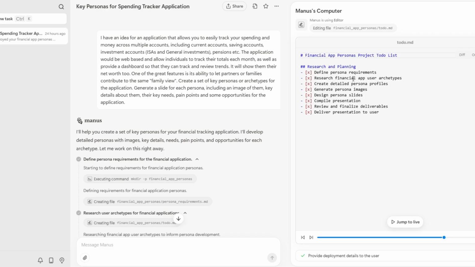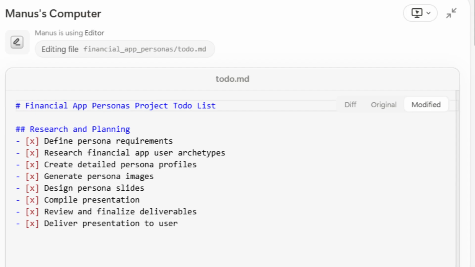From that prompt, Manus decided to break down the work into a few clear steps. Define persona requirements, research financial app user archetypes, create detailed persona profiles, generate persona images, design persona slides, compile presentation, review and finalize deliverables, deliver presentation to user. All good work starts with a plan, right? And in this case, the AI created its own plan and then went ahead and delivered it.